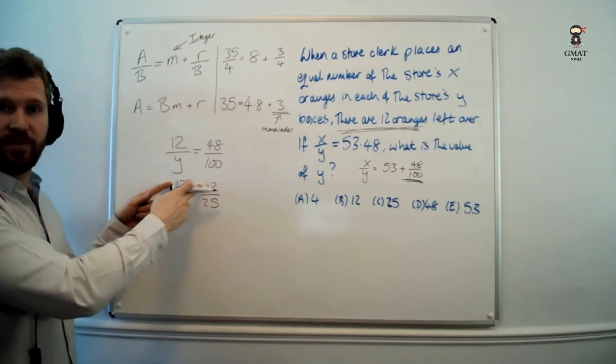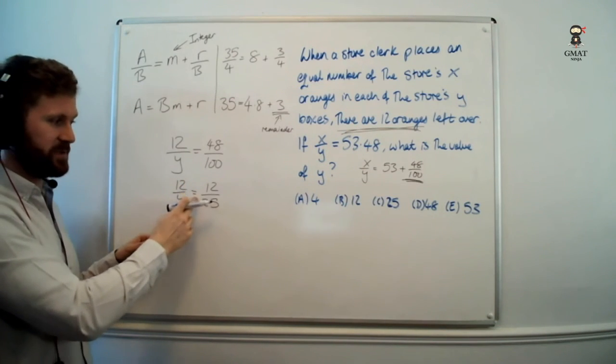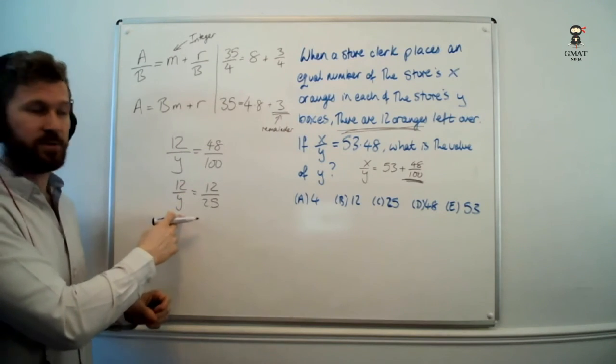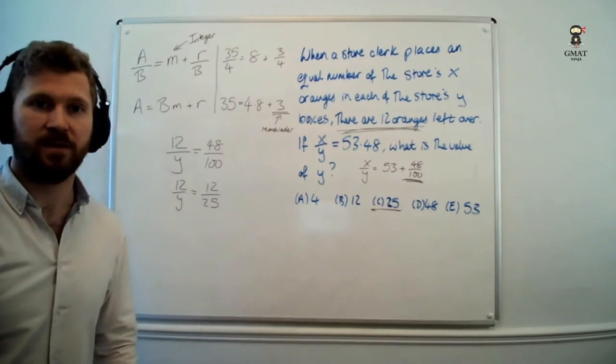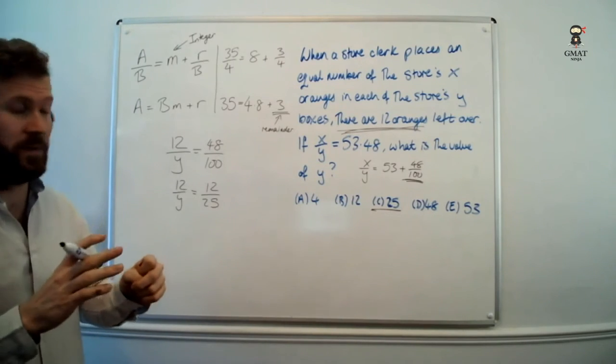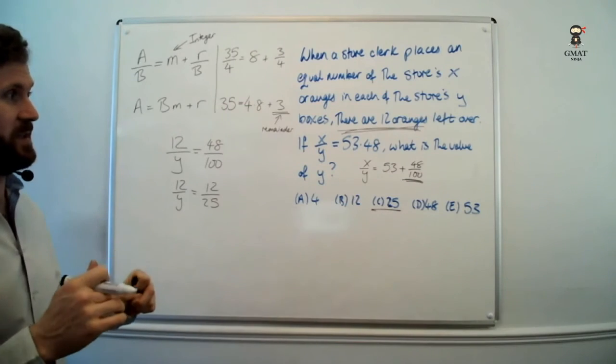Because the tops of these fractions are the same, well, the bottoms of them are going to have to be the same as well for this equal sign to work. So that tells me y equals 25, and C is going to be my answer here. Now, that's one way of looking at this question. There are many others, but we'll give you one more just before we finish up today.